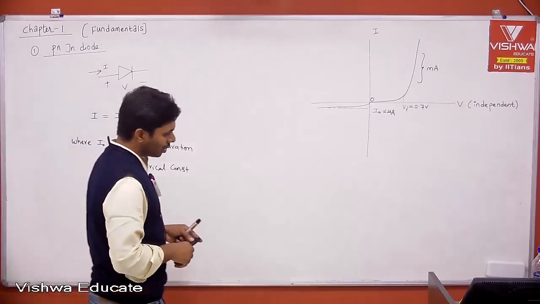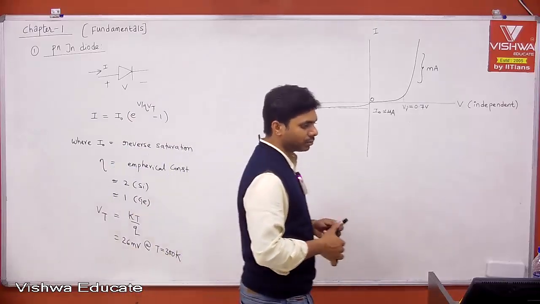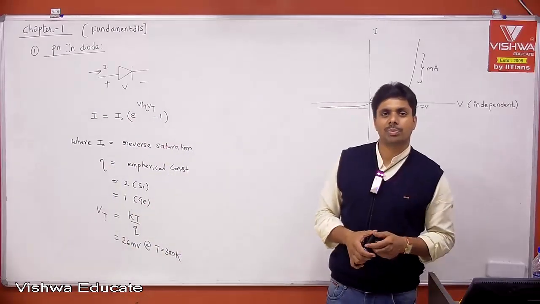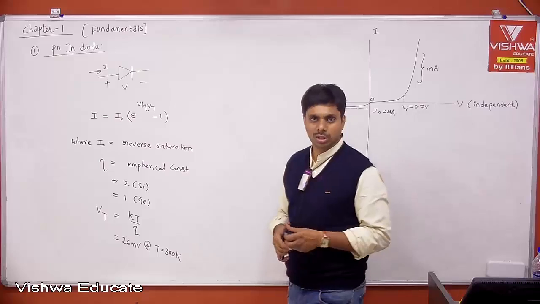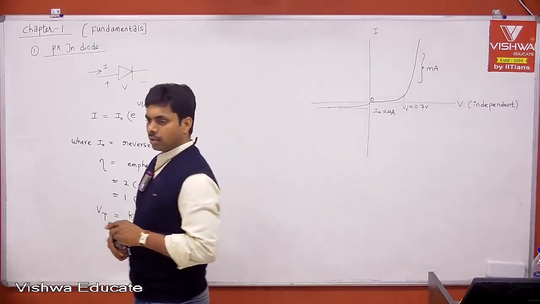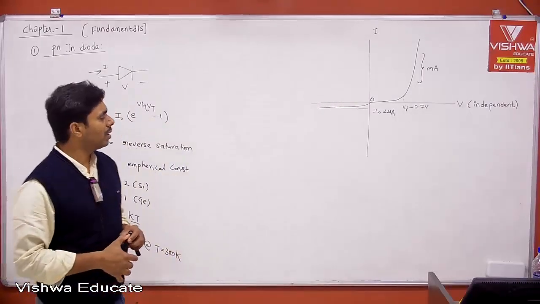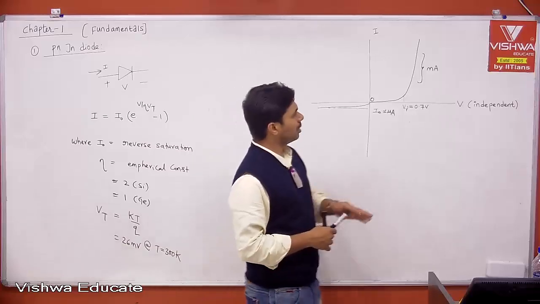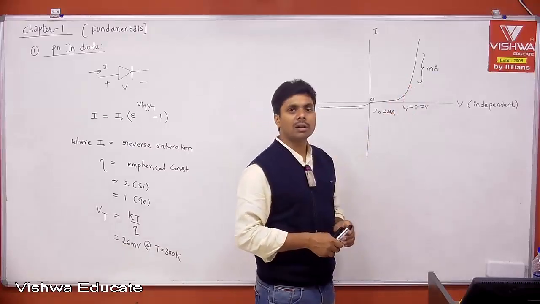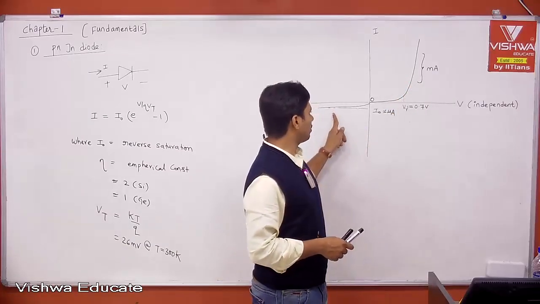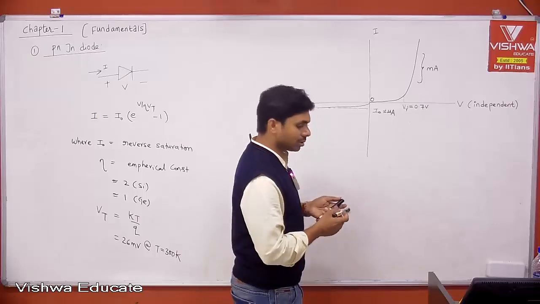Can anyone tell what is the application of PN junction diode? The application of PN junction diode is switch. Approximately, if the PN junction diode is in forward bias, then you can treat it as an on switch. When the PN junction diode is in reverse bias, you can treat it as an off switch.